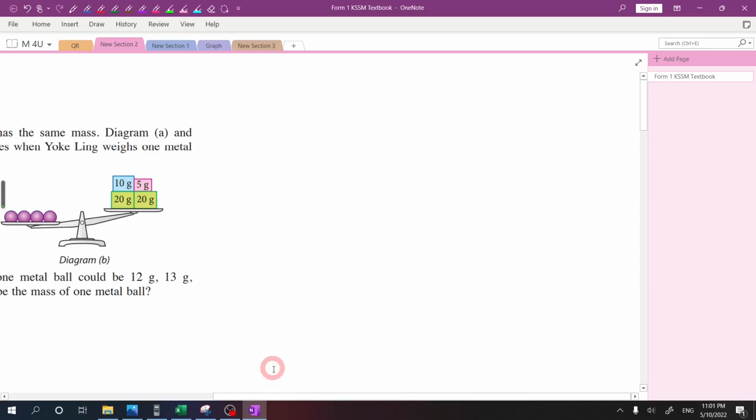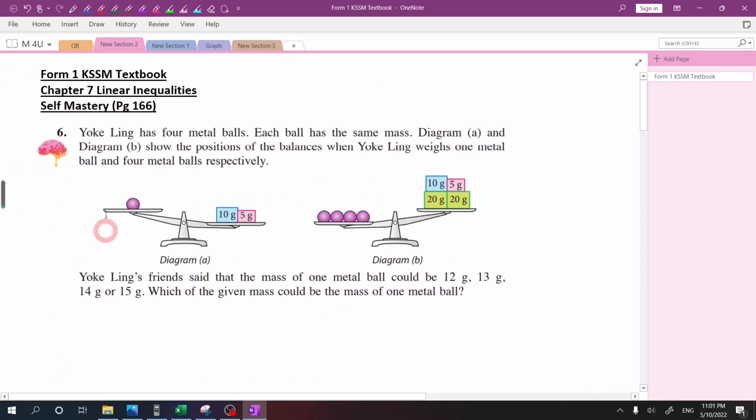Hi everybody, in this video, let's look at a few questions on the textbook, page 166. Before I start discussing these few questions with you, let's do a quick revision on this chapter first. The way we solve linear inequality is almost the same as solving linear equation, but there are a few cases we need to be extra careful.